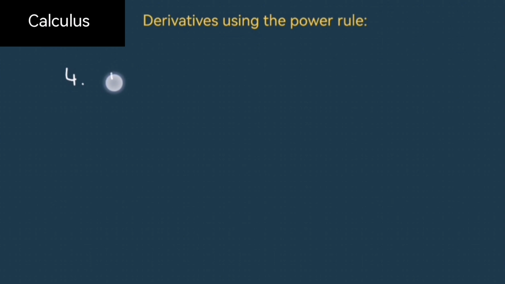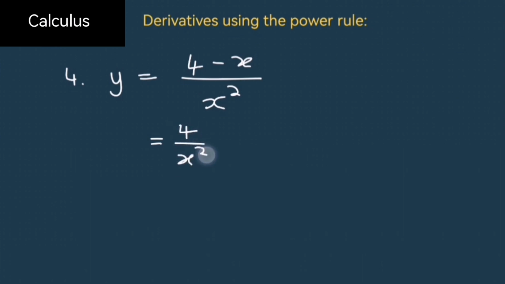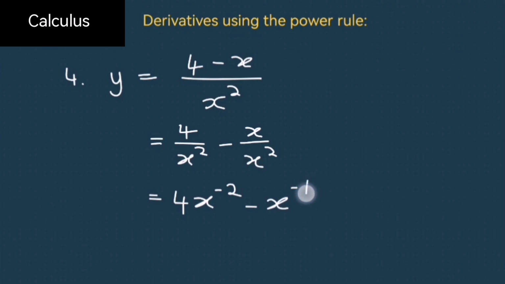Example number 4. The equation is y equals 4 minus x divided by x squared. First, we're going to simplify this function. I want to break it up as 4 over x squared and then x over x squared. Now, these can be simplified. 4 over x squared can be written as 4 times x to the power of negative 2, and x over x squared can be written as x to the power of negative 1.